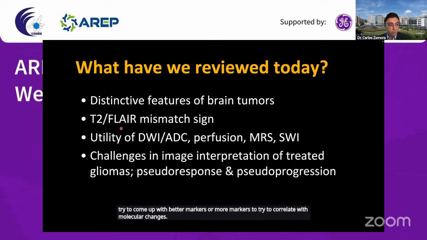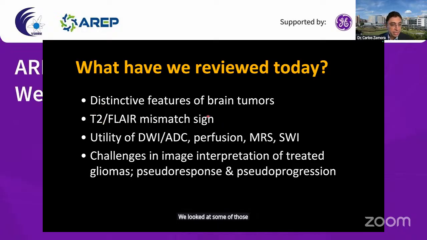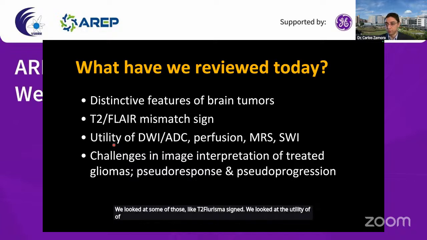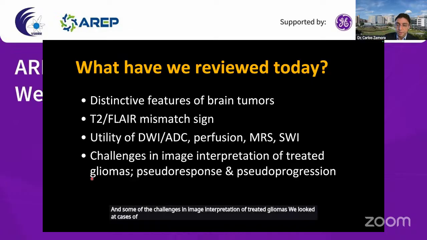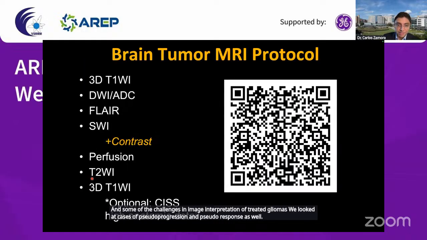We looked at some of those, like the T2 FLAIR mismatch sign. We looked at the utility of diffusion restriction, perfusion, MR spectroscopy, some utility of SWI, and some of the challenges in image interpretation of treated gliomas. We looked at cases of pseudoprogression and pseudoresponse as well.